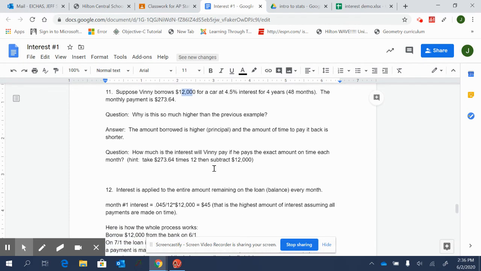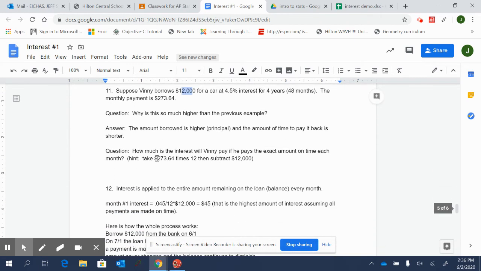So what you're going to do now is get a sense of how much extra that is. How much interest is there in the life of that loan? So what I'm going to do right now is calculate $273.64 times, not 12, it is 48. So we should multiply by 48 months. That's going to be $13,134.72. Now what's happening there is it's going to be $1,134 extra for that loan.